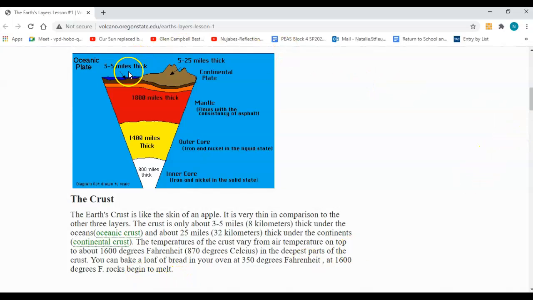Here you have a diagram showing the different thicknesses of the different layers. You'll notice that instead of saying crust here, they have the words oceanic plate and continental plate, which refers to the oceanic crust and continental crust that you just read about. Take a moment to study this diagram. What do you notice, or what does it make you think or wonder?